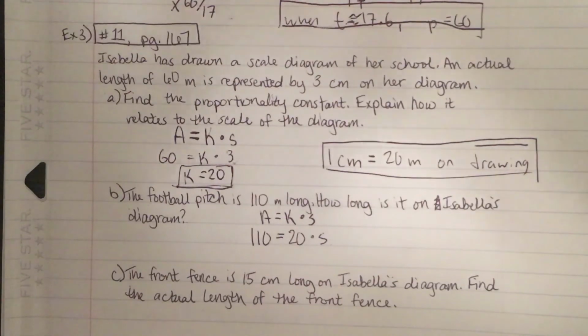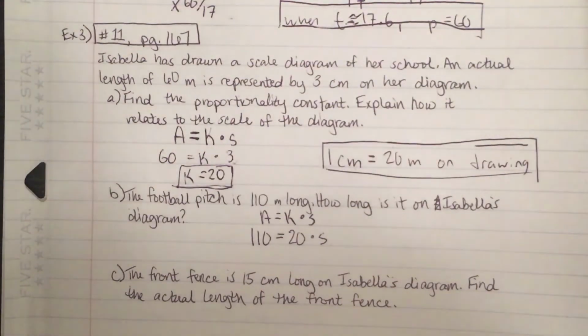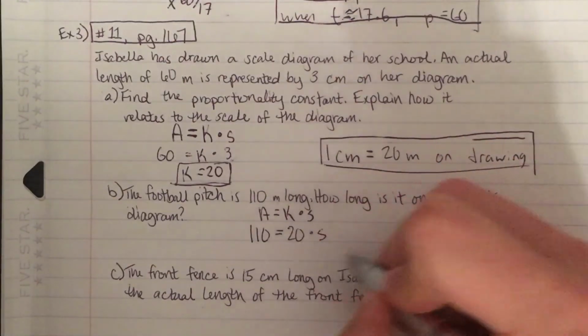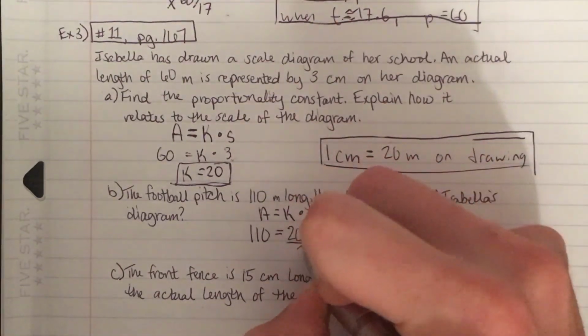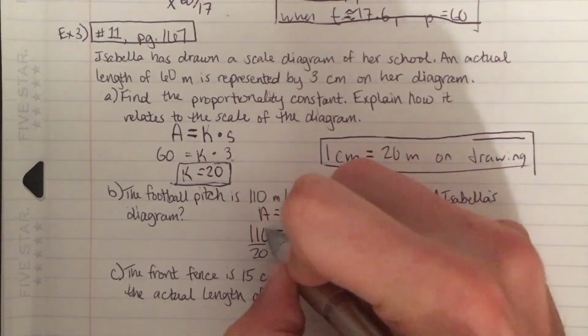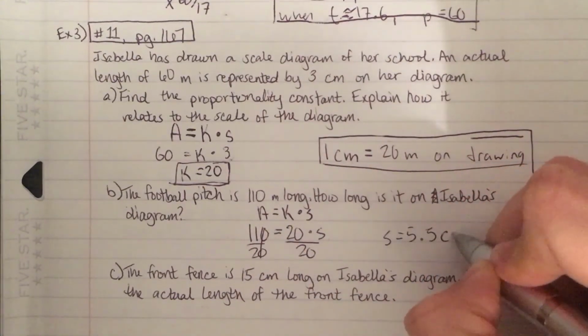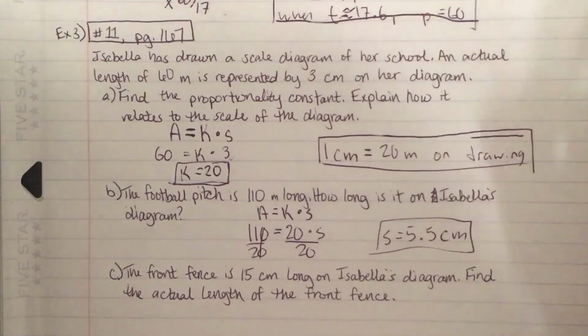So to figure that out, we're going to say, okay, well, 20 times what will give us 110. To figure that out, we're going to divide both sides by 20. And that will give us 5.5 centimeters.